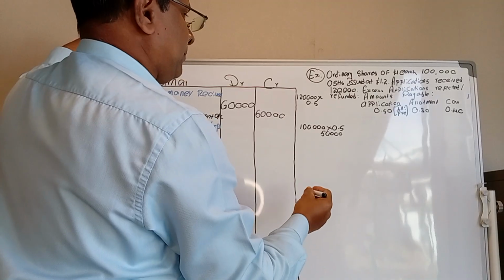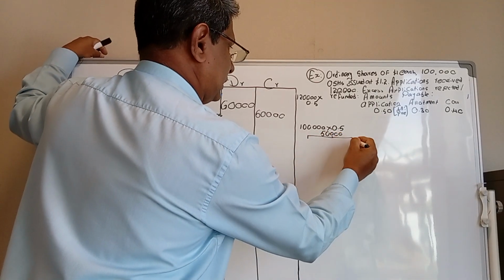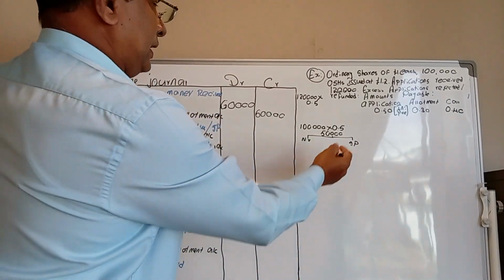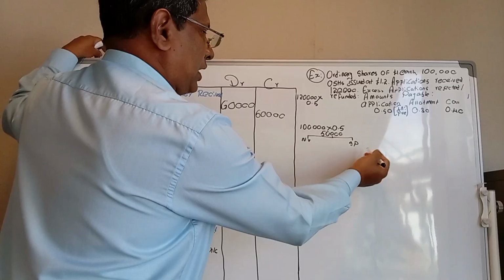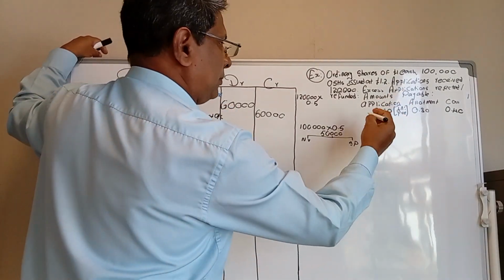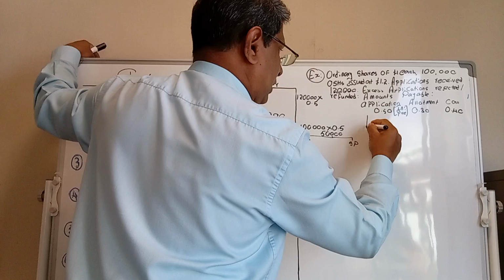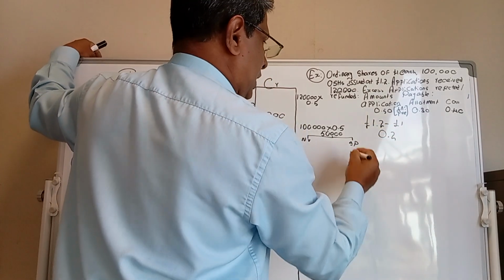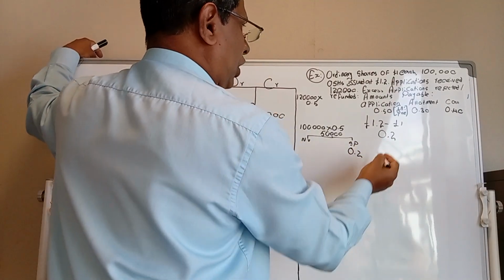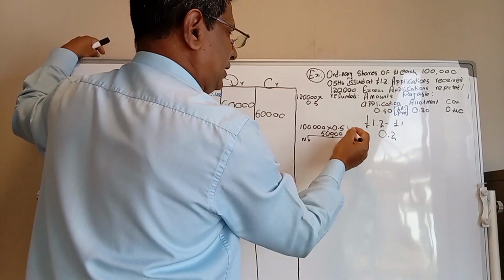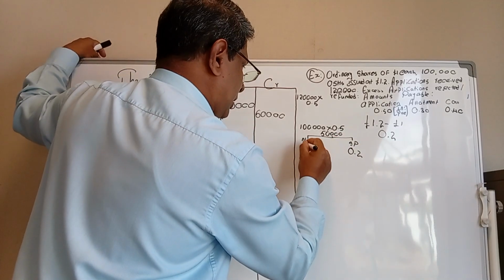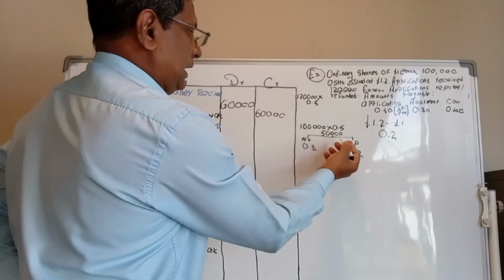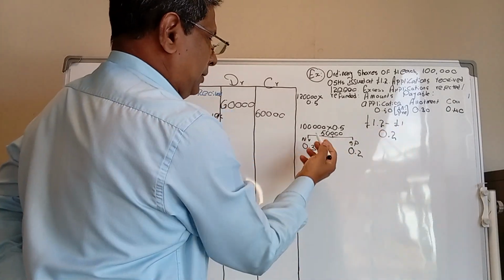In this 50,000, I have a nominal value amount and a share premium amount. How much was the share premium? The share premium was 1.2 pounds minus 1 pound, which is 0.2. How much did I collect on the application? 0.5. So 0.5 minus 0.2, 0.3 would have been the nominal value. If 0.2 is the premium, 0.3 is the nominal value.